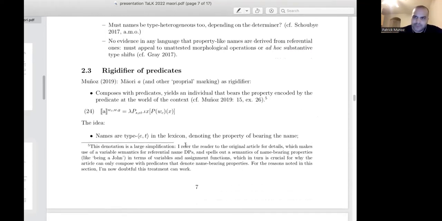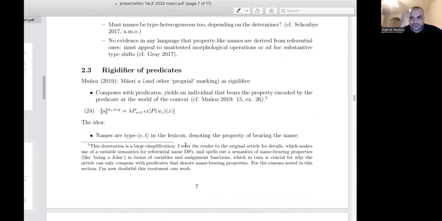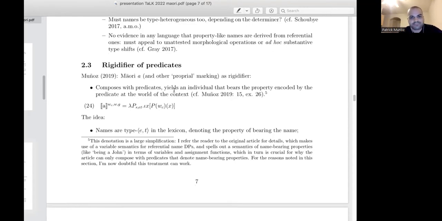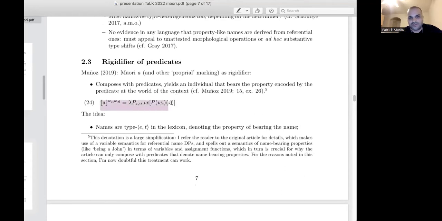A third kind of account you might try is one that I proposed a couple years ago that I'm kind of not too happy with anymore. The idea is that Maori a and other proprial marking in different languages, or personal marking, is a kind of rigidifier. So it's like a definite, except that it rigidifies the predicate and makes it true of the individual at the world of the context as opposed to evaluation. So I propose a denotation for a like this. It's more complicated than this, but this is the basic idea.